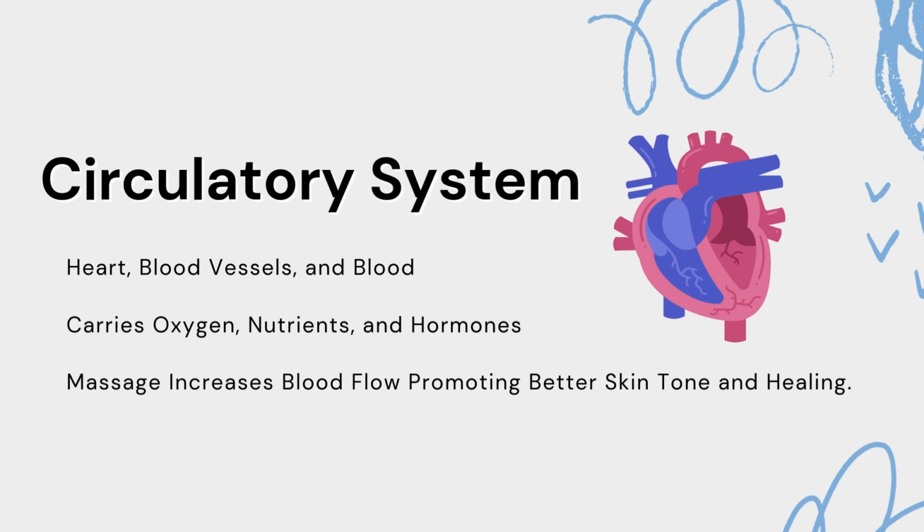This system also helps regulate body temperature and pH levels. Additionally, it includes the lymphatic system, which plays a role in immune function and fluid balance. Overall, the circulatory system is essential for maintaining homeostasis and supporting the body's functions.